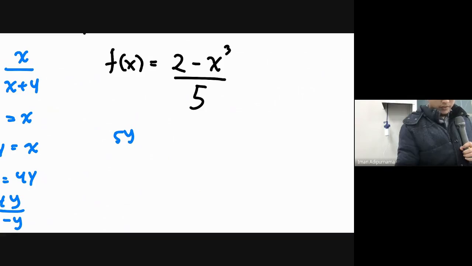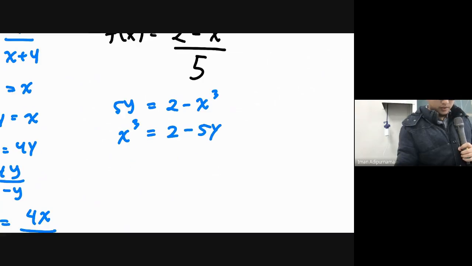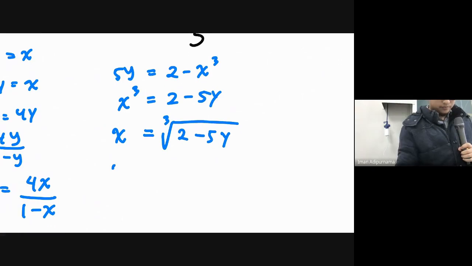Okay, now this 5y, 2 minus, and then I get this, right? And I get this cubic root of 2 minus 5y.